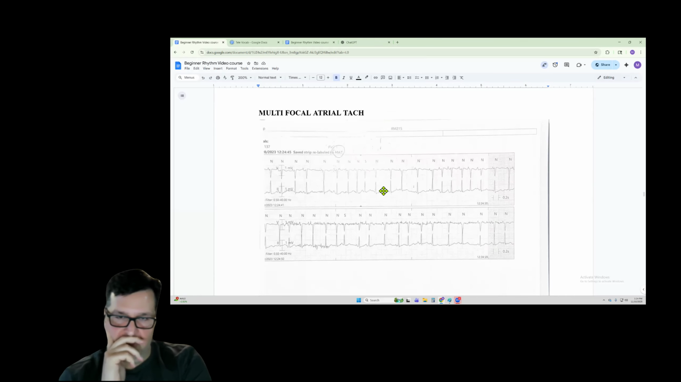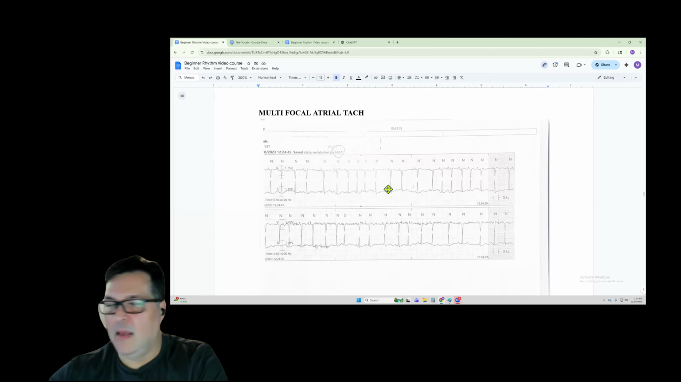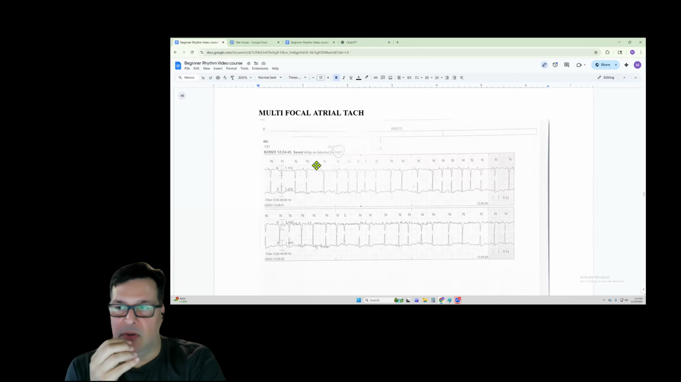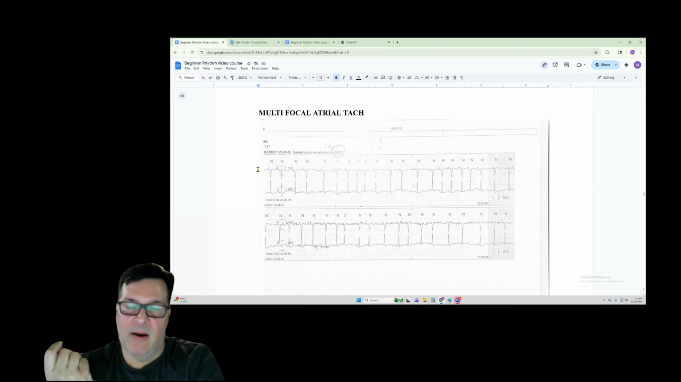So another form of SVT is MAT, multifocal atrial tachycardia. What that means, multifocal, is that there are different excited cells in the atrial chamber. With each individual cell, you're going to have a different P wave morphology. Each individual P wave has its own little inherent heart rate, so it's going to be irregular.